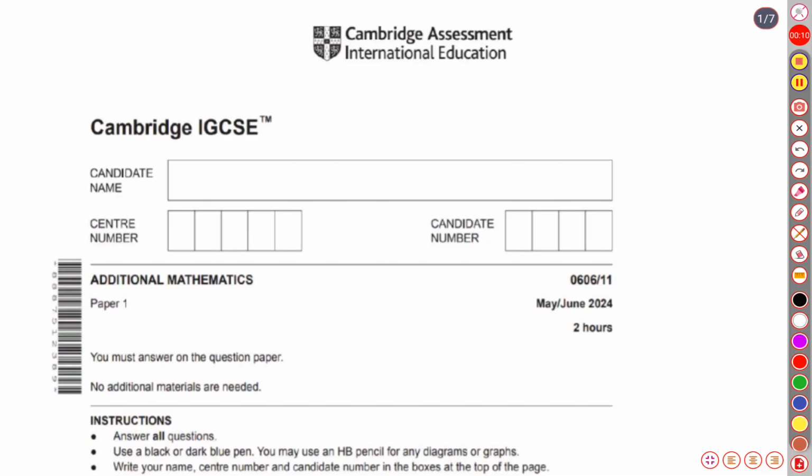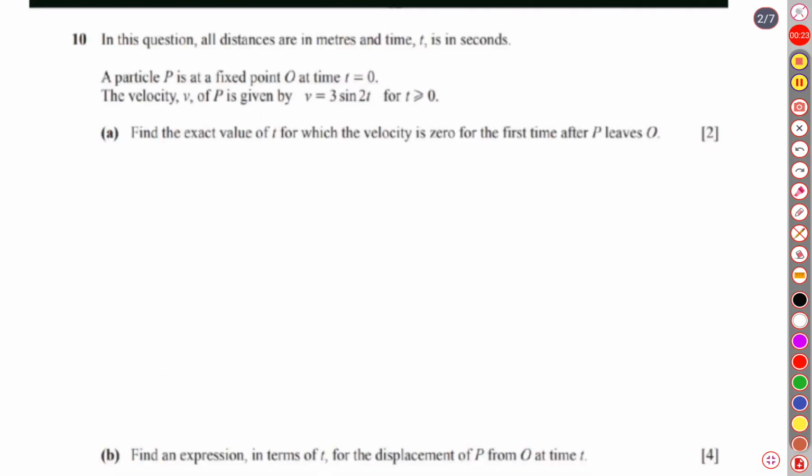The first question I have picked up from paper 0606/11. That means it's an additional mathematics question. The first question we are going to solve is question number 10.